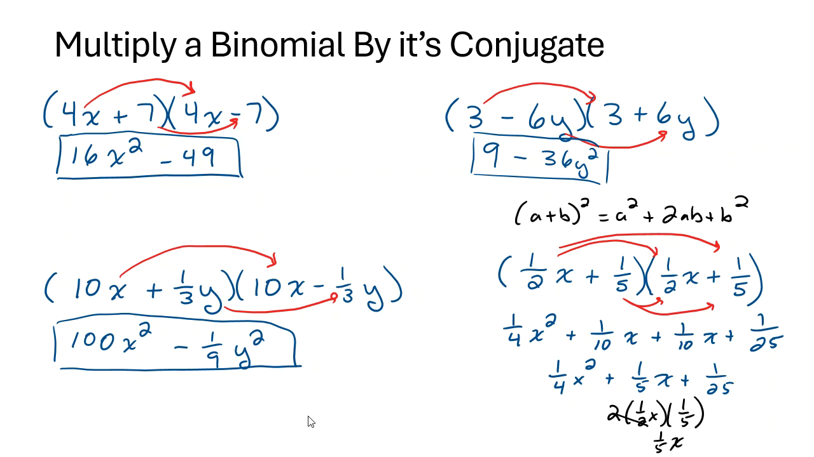All right, hopefully this helps you learn some shortcuts for multiplying binomials. In this case, make sure that they're conjugates of each other, and if they are conjugates, the multiplying becomes very easy because those two middle terms will end up adding to be 0.